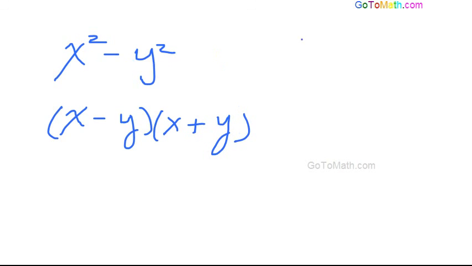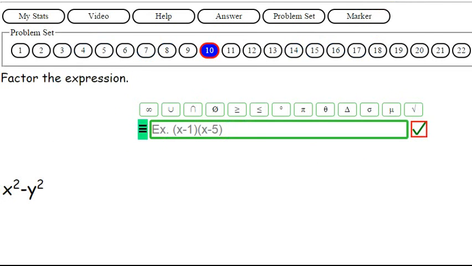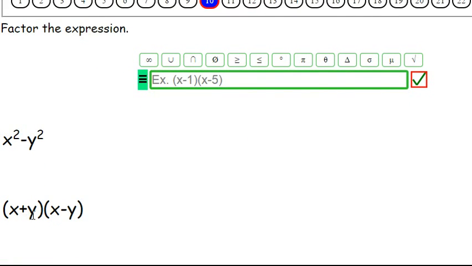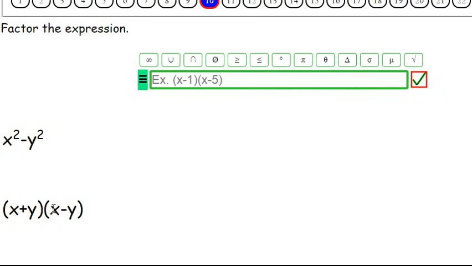Now remember, I was writing it like this, where a is some real number, and it was x minus a times x plus a. Okay, same thing, except we're just using a y here. Alright, so we end this section here with two fairly easy problems. We're just throwing in multiple variables there. X plus y, x minus y. Which way did I write that? It doesn't matter. Same thing.